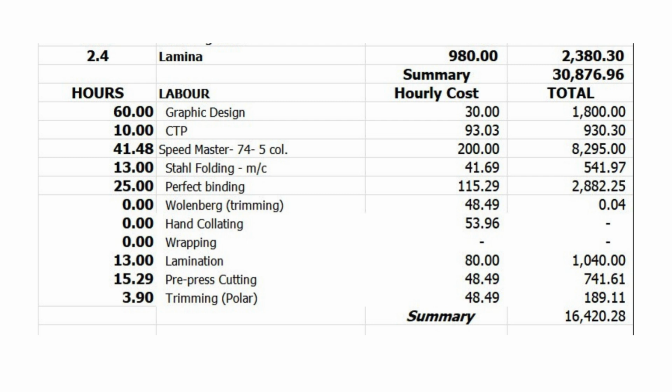With such diligent review, strategic direction, and a commitment to precision, mastering the art of printing estimation is possible.